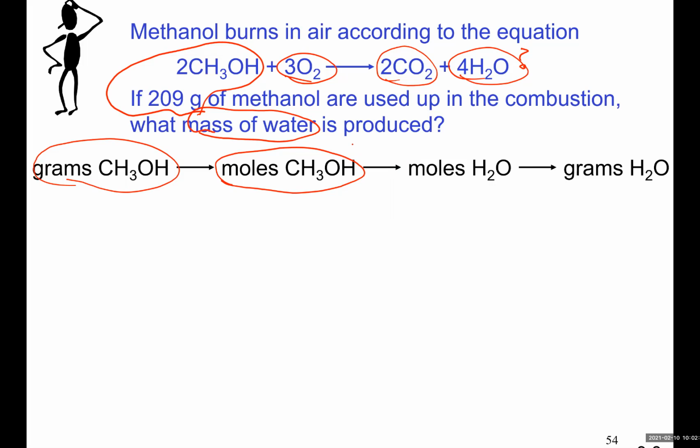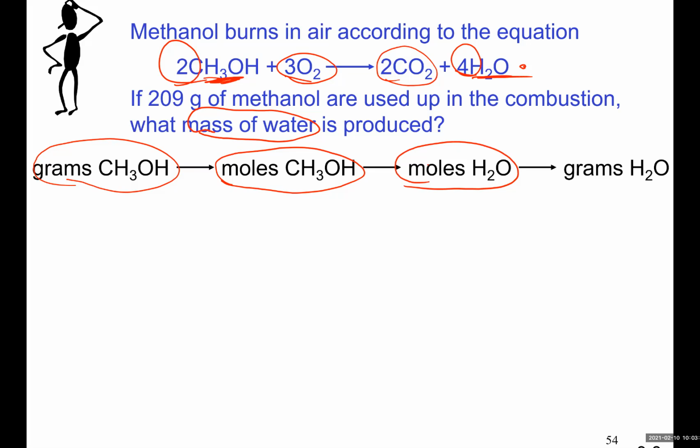And then, is there a relationship between number of moles of CH3OH and water? Yes, the ratio is 2 moles producing 4 moles. So if you have moles of CH3OH, you can determine moles of water. And if you have moles of water, every mole of water is how many grams? 18 grams. So you can convert number of moles of water to grams of water. So this is our plan.